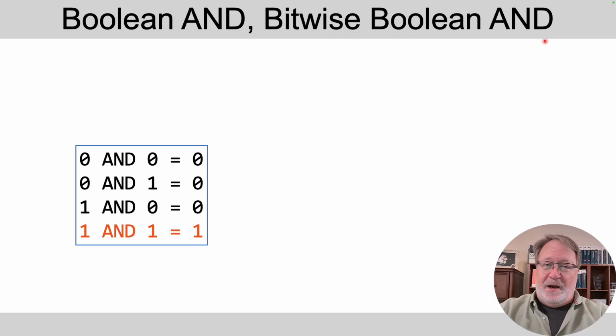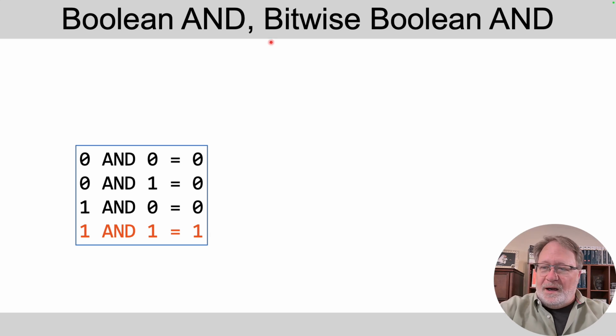So first let me define Boolean AND, and then I'll define the bitwise part of that. So with the Boolean AND, you take any 2 bits and you apply an AND operation to them. And here's the table that shows you the results. If the 2 bits are 0 and 0, the answer is 0, 0 and 1, 0, 1 and 0, 0. The only combination that gives you a 1 as the answer is 1 and 1 gives you a 1. So 2 inputs, 2 bits as input. This final option gives you a 1 as the result.